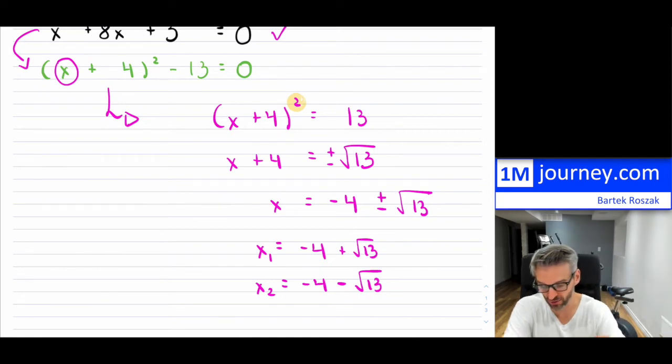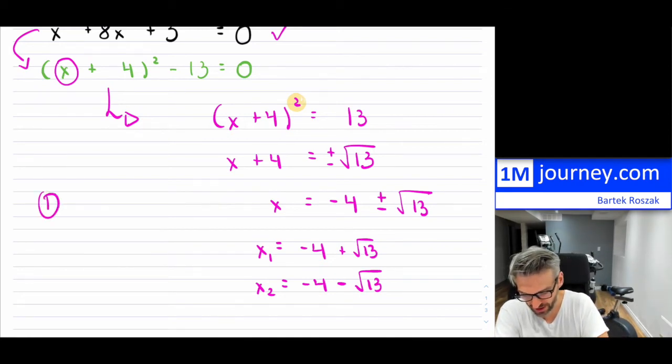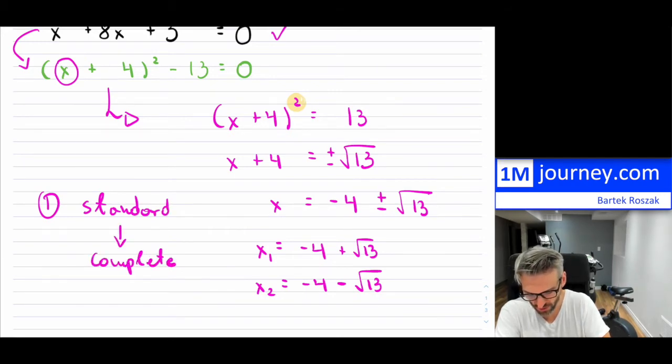Our idea is, number one, we're going to take our standard form, and then we're going to transition that standard form by completing the square. So we're going to complete the square. That's going to be our step number 2.